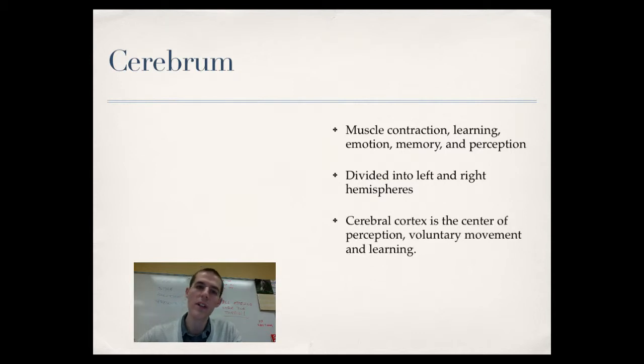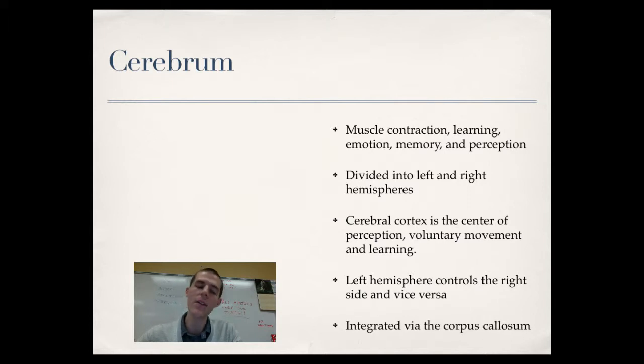The cerebral cortex, that would be the outside of the cerebrum, the really folded up part, is a center of perception, voluntary movement, and learning. And like I just said, the left hemisphere controls the right side of the body, and the right hemisphere controls the left side of the body. And it's integrated via the corpus callosum. This is a big old bundle of axons that runs from one side of the brain to the other, and it essentially allows the sides to talk to each other.